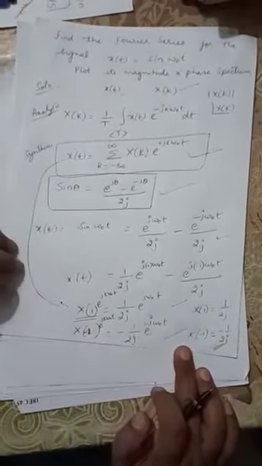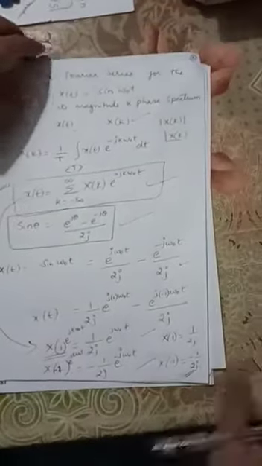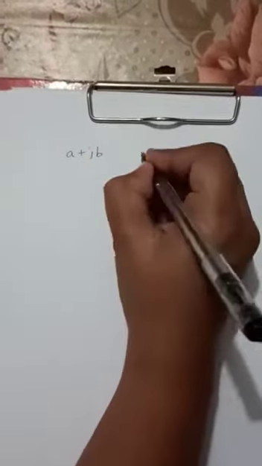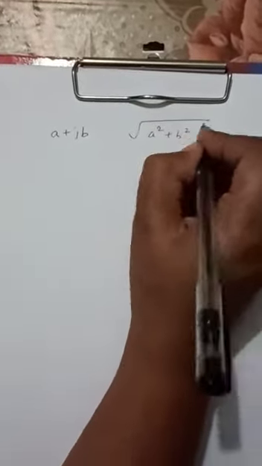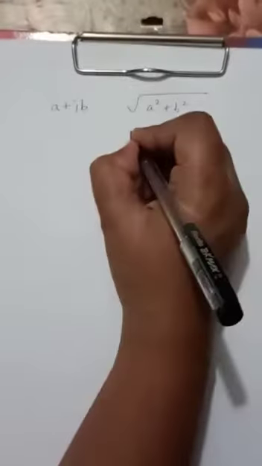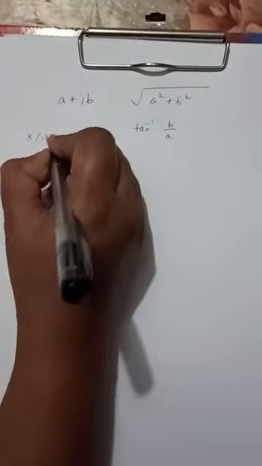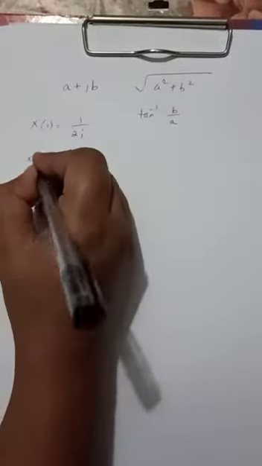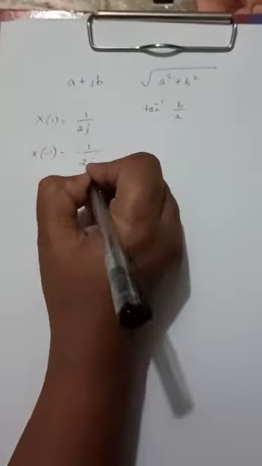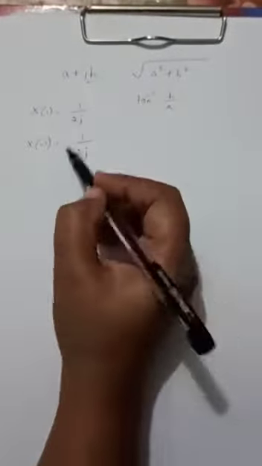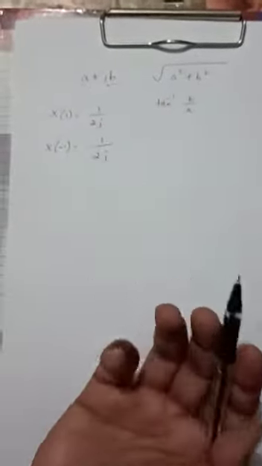Now the next task is to plot the magnitude and phase spectrum. If the number is a plus j b, the magnitude is the square root of a square plus b square, and the phase is given by tan inverse b by a, if a is greater than 0. Here x of 1 is 1 by 2j, and x of minus 1 is minus 1 by 2j. Here only the imaginary terms are present. The a part in both is 0.